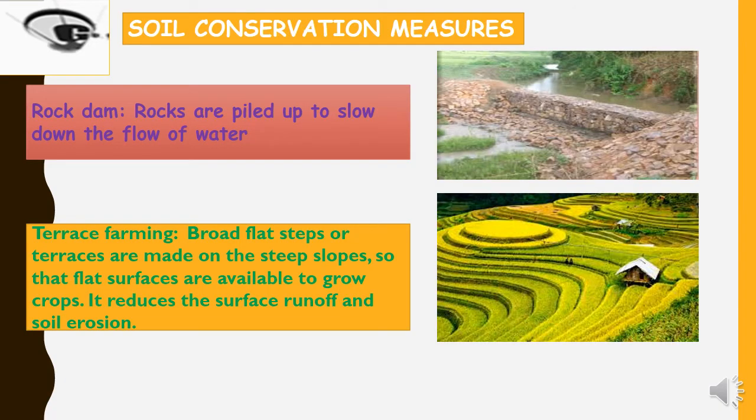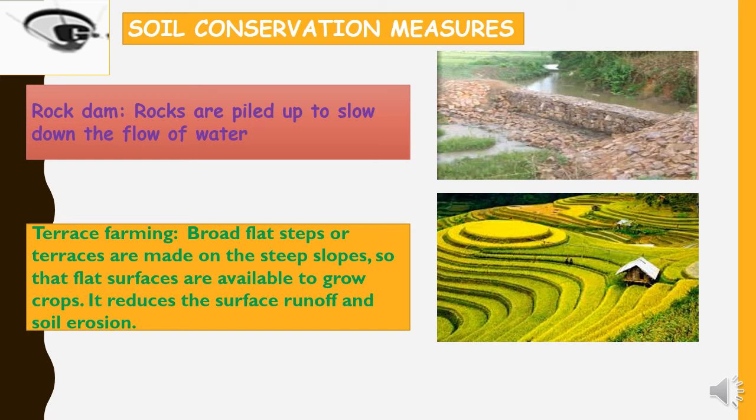The next method of soil conservation is rock dam. Under this method, we put a pile of rock around the piece of land. This is done in order to prevent soil loss. You can clearly see in the picture how a dam is constructed in order to protect the land, protect the soil.